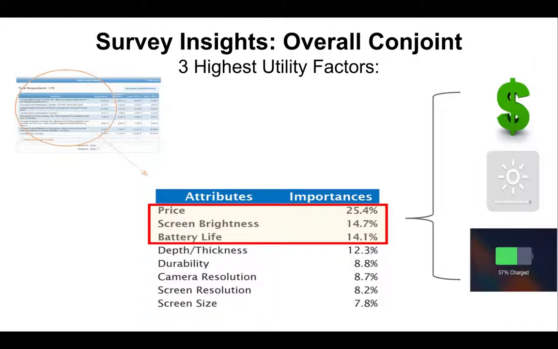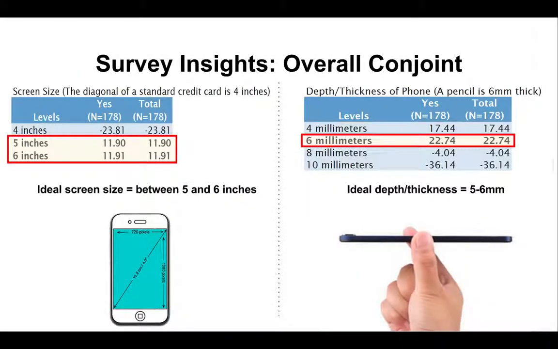Some of the overall insights that we found was that the most important thing to the end users is the price. However, they really do care about screen brightness and battery life, both of which 3M can affect. Also interesting, we found that the ideal screen size was between 5 and 6 inches, and that the ideal depth and thickness of the phone was actually 6 millimeters, so in the middle of what levels we had laid out.